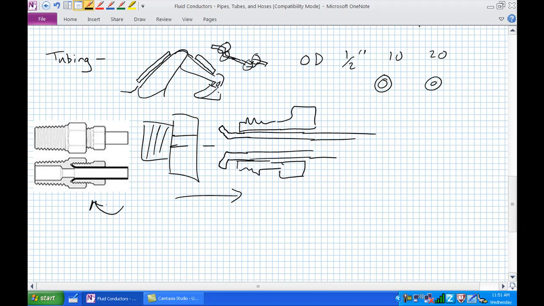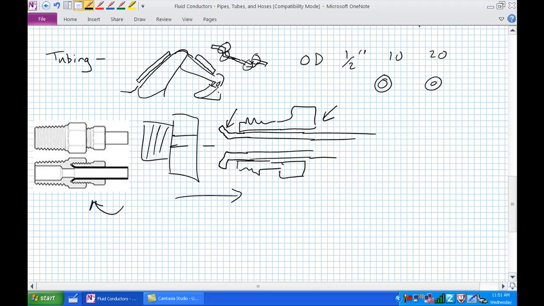And I highly, highly, highly recommend that you establish this standard operating procedure: put the sleeve on first before you flare it, okay? Because it's awfully hard to put it back on once you've flared it.